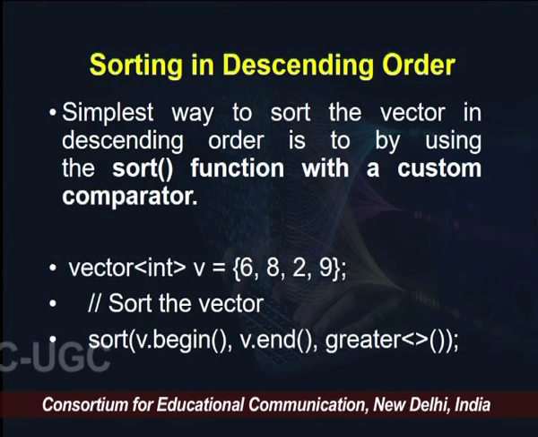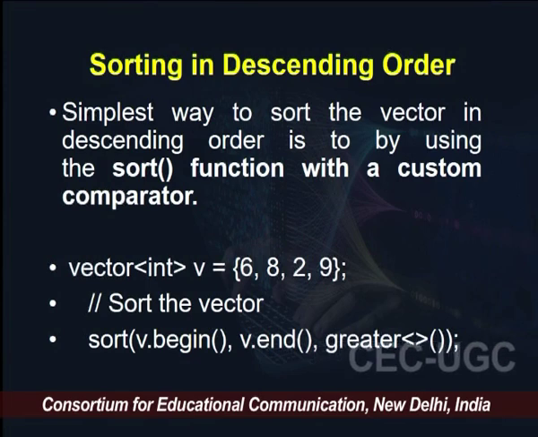So the whole function prototype goes like this: sort, and within the brackets the parameters v.begin(), v.end(), separated by commas because they are separate parameters, then greater<int>(), followed by the closing parenthesis. So this is the syntax if we want our elements to be sorted in descending order. So this is one way. Let us look at other ways also.